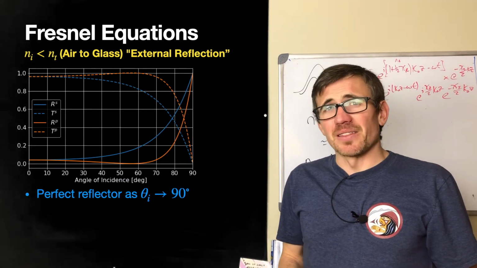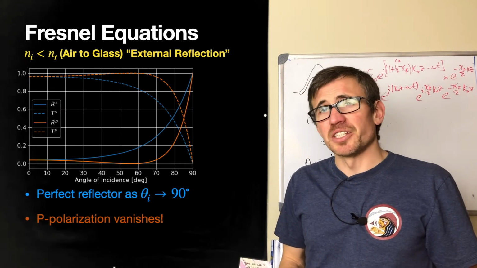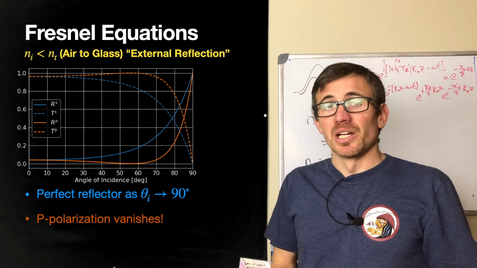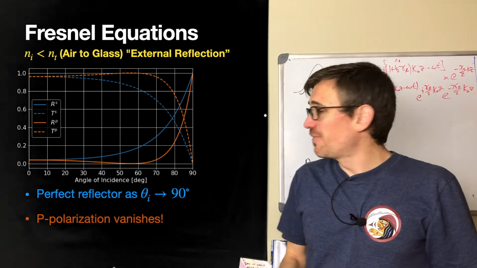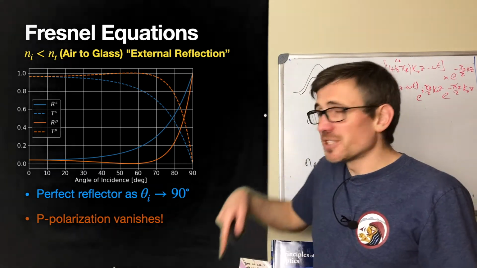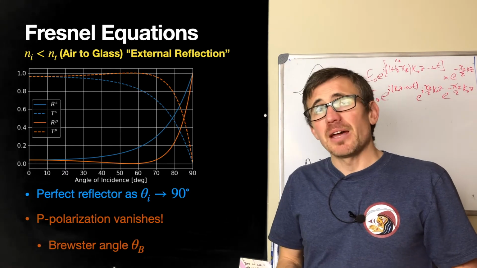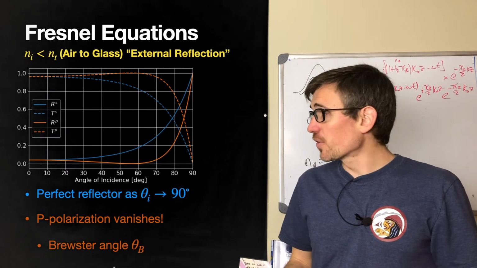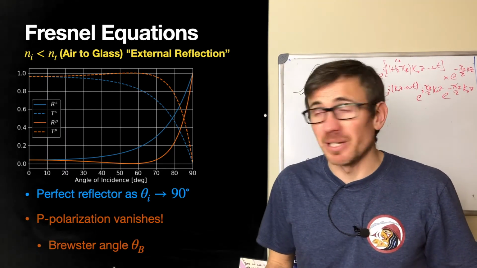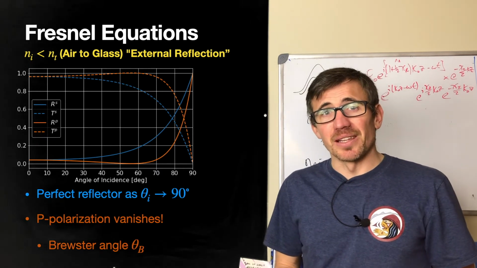Another very interesting thing is that the P polarization at some magical angle here vanishes. All right, it vanishes at some point. That means 100% of it goes into the material. The reflectance goes to 0. And that happens at what's called the Brewster angle. So let's first build up a bit of intuition on why that could be, and then we'll calculate the angle.